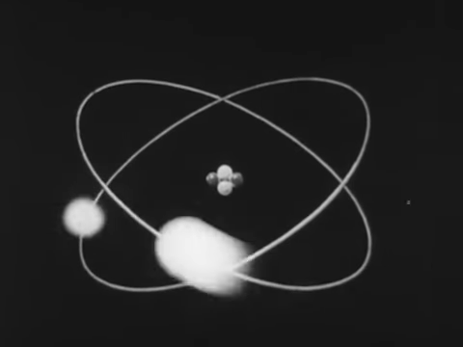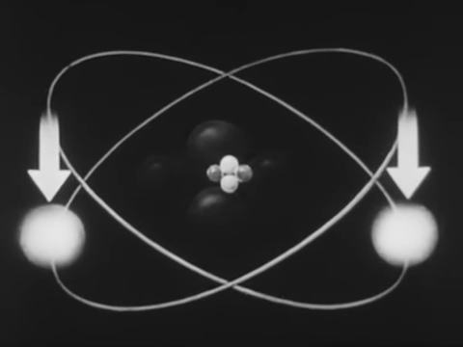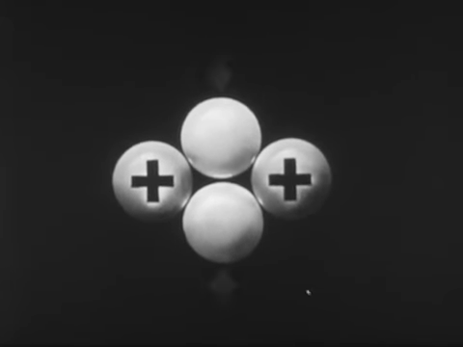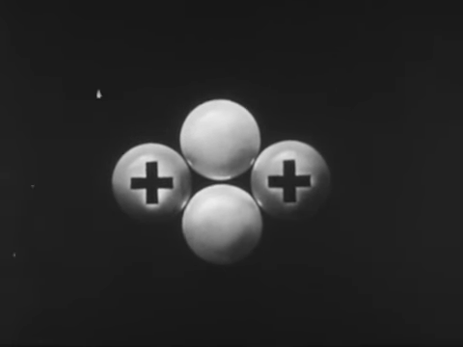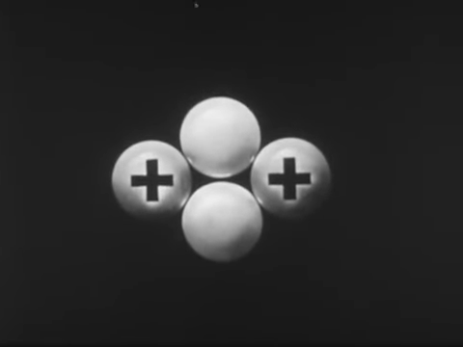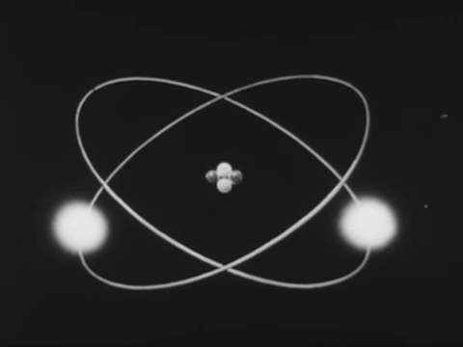Slightly more complex is the helium atom. This atom has two electrons and a nucleus containing two protons and two particles called neutrons. A neutron weighs about the same as a proton, but has no electrical charge. It can be thought of as an electron and a proton combined. Again, the helium atom has a nucleus of two protons and two neutrons, and there are two electrons in outer orbits.